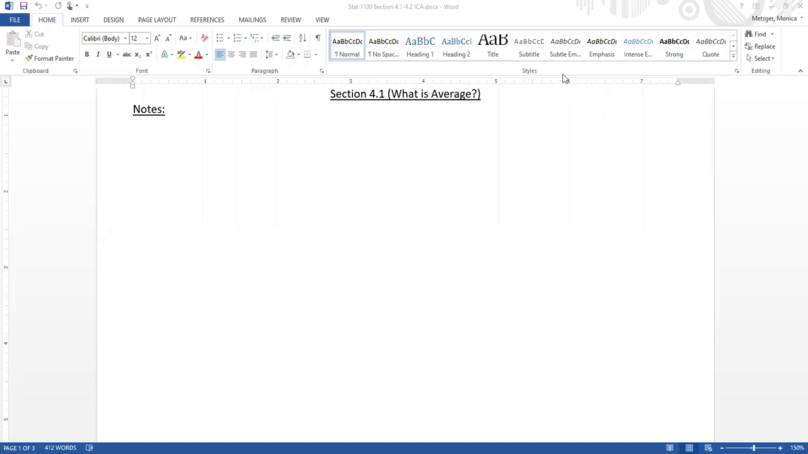Let's go ahead and start talking about section 4.1. We're talking about what exactly is average. It depends if we're talking about the mean of a data set, the median of a data set, or the mode of a data set. All three of those measurements can represent the average of a data set. So let's talk about how different each of those are and what it means to compute them.